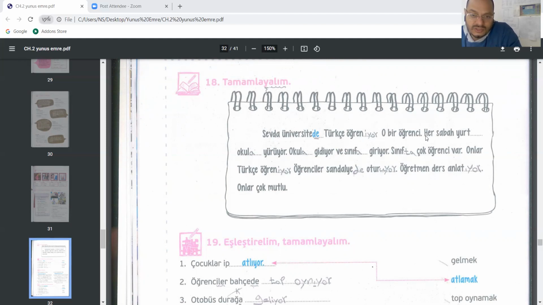Onlar Türkçe öğreniyorlar. Or we can say onlar Türkçe öğreniyor. And at the same time, I can't leave this onlar and say directly Türkçe öğreniyorlar. Öğrenciler without onlar, like we say, öğrenciler sandalyede oturuyor or oturuyorlar. They are sitting at the chairs. Öğretmen ders anlatıyor. The teacher explains. Onlar çok mutlu. They are very happy.